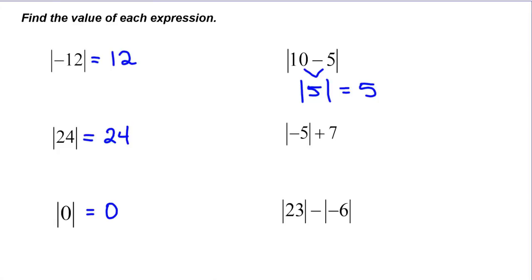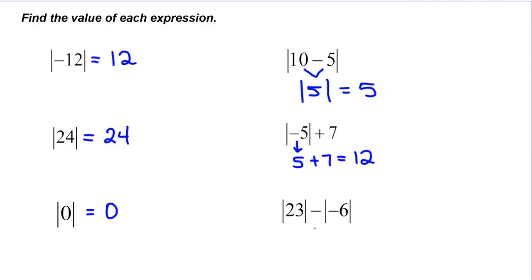Next one, here we have the absolute value bars just around the negative 5, not around the plus 7. So again, we have to do this to figure out what that value is. What is the absolute value of negative 5? It's 5. So now we have 5 plus 7, which is 12.